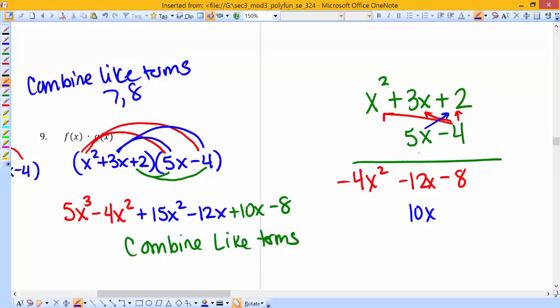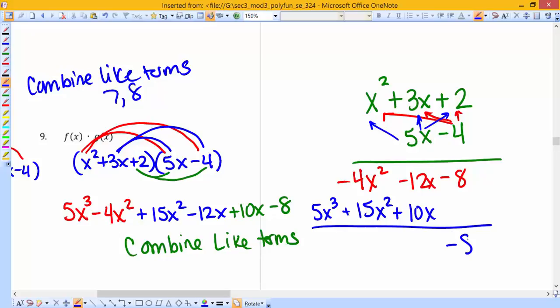This would give me 10x, 15x squared, and 5x cubed. Now my like terms are already in line. Negative 8, negative 2x, 11x squared, and 5x cubed. So that's just another way to see it.